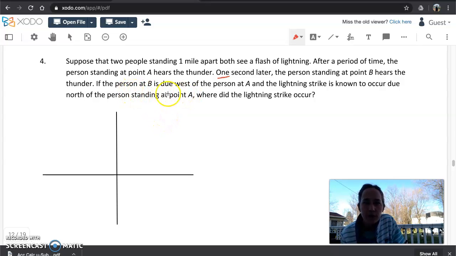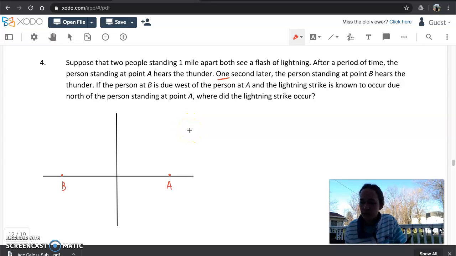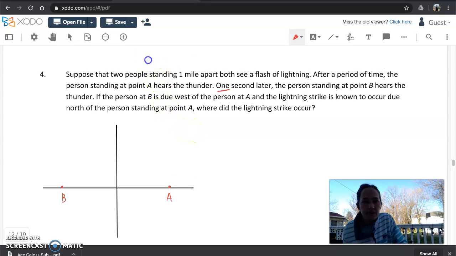So we are due west of one another and we're horizontally apart. Let's put A, I'll just choose A to be over here, and B is going to be there. So B is to the west, right? We'll put B there. And they're standing 1 mile apart, but what we're going to use in this problem is the speed of sound, and we're going to use it in feet per second. So can you put that at the top?